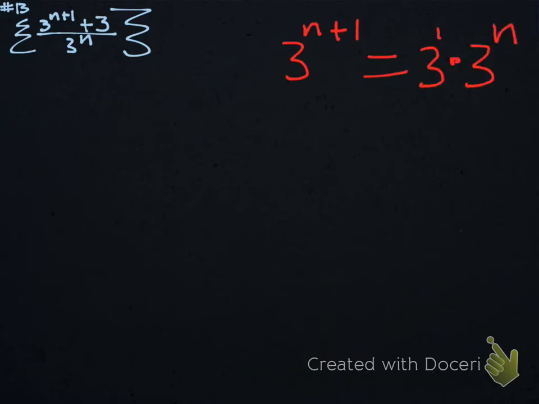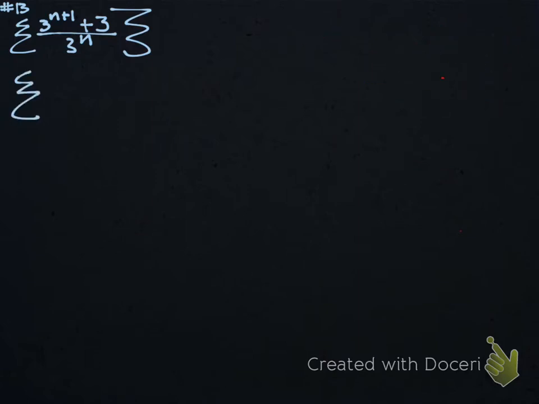If I had 3 to the n plus 1, could I write it as 3 to the 1 times 3 to the n? Because if I have the same base and I'm multiplying, what do I do to their exponents? Add them. I add them, for sure. So I'm going to go ahead and do that over there. I'm rewriting that 3 to the n plus 1 as 3 times 3 to the n.